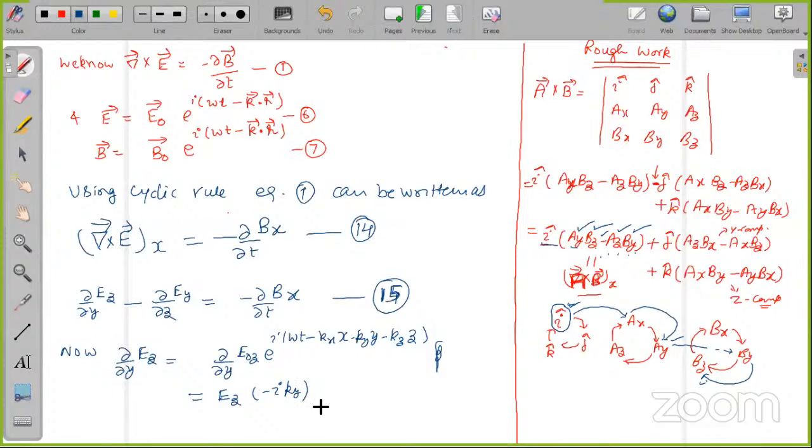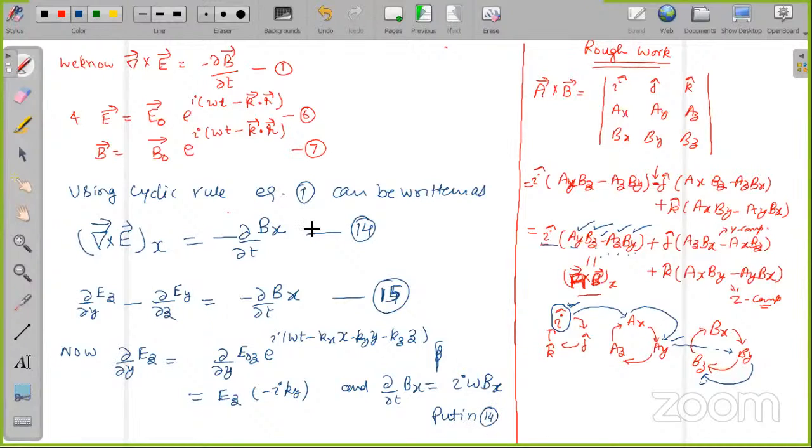And what should be curly by curly t of Bx? Please tell me. Sir, omega will come, multiplied by iota. It should be iota omega Bx. Would you agree? Yes, sir. Put in 14.